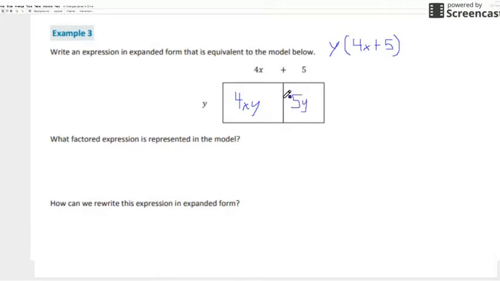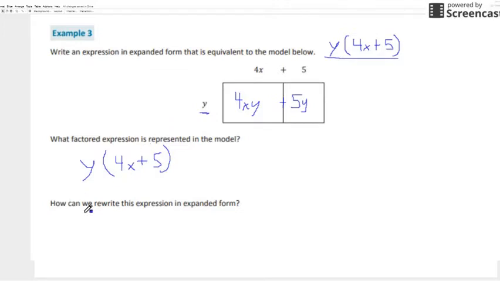And remember, this is just simply a plus sign. The plus sign just comes straight down. All right, it says, what factor expression can be represented by the model? Well, I kind of gave it away up here. Y is part of both of them. So y would be on the outside, and this would be 4x. I gave you the answer to this before. The y is what they have in common because it's right there.